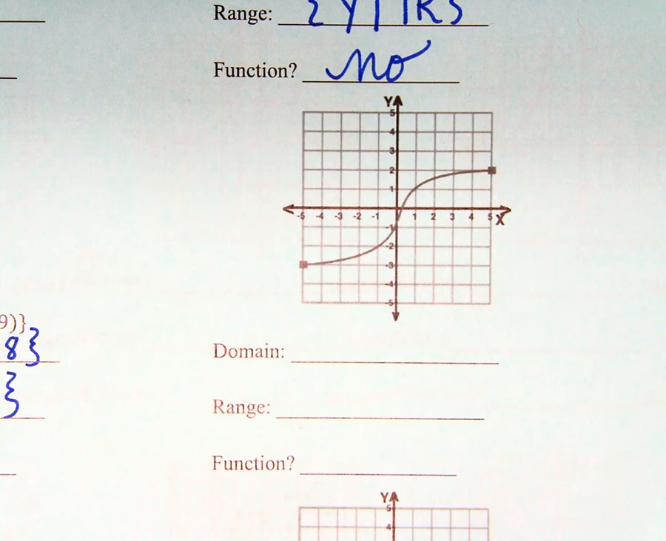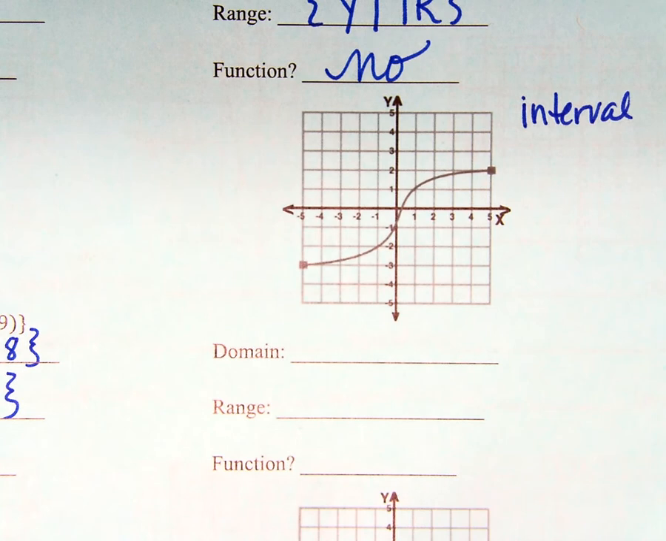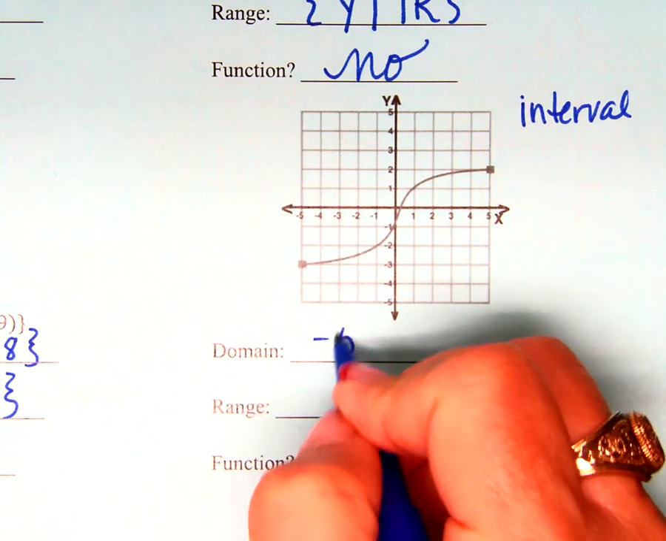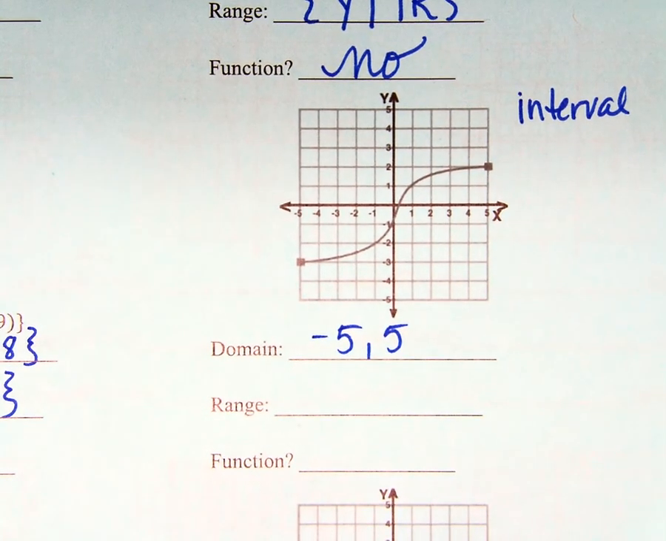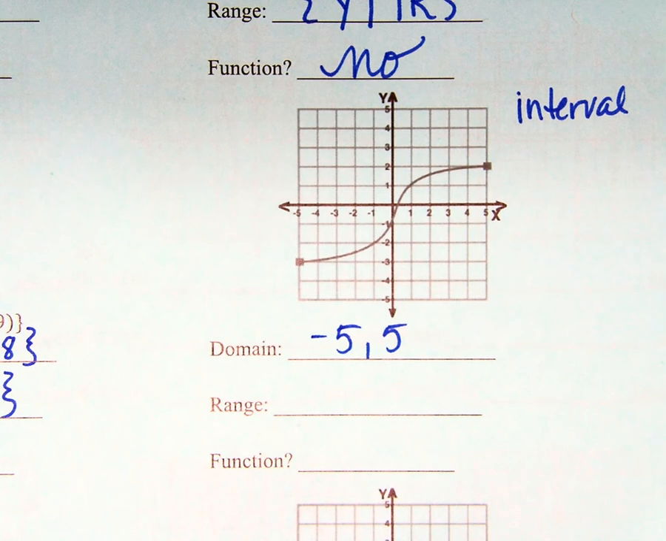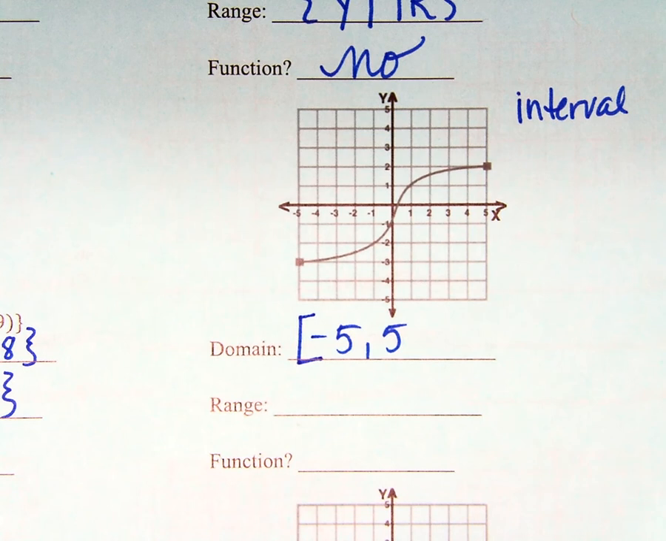Domain. How do you want to write the answer here? We have 3 choices: interval, set builder, inequality. Interval, okay? I'll just mark that down, just so we keep our vocabulary in the front of our mind. So how far left and how far right does this go? -5 to 5. Is -5 included as part of the domain? How do you know that? It's a filled in circle, right? So, is the 5 included as part of our domain?